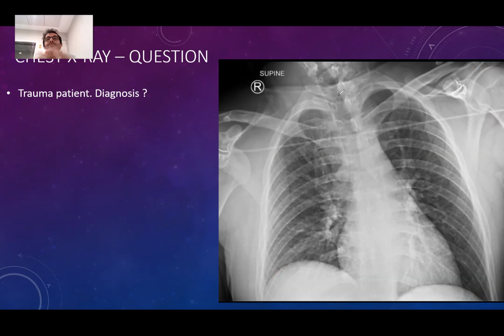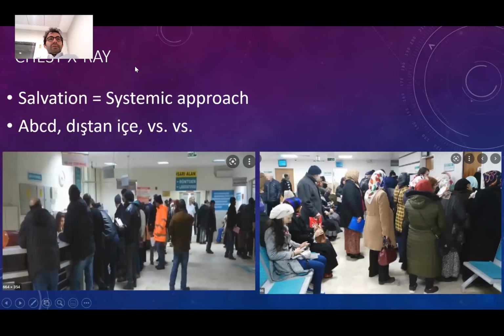So, people, as we have been discussing these cases one after another, our salvation is only the systematic approach. I recommend you to do it from outside in. That's my way. And always look for every pathology, because you're going to be working in very difficult conditions under stress. If you have a checklist in your mind, it will save you from a lot of mistakes.